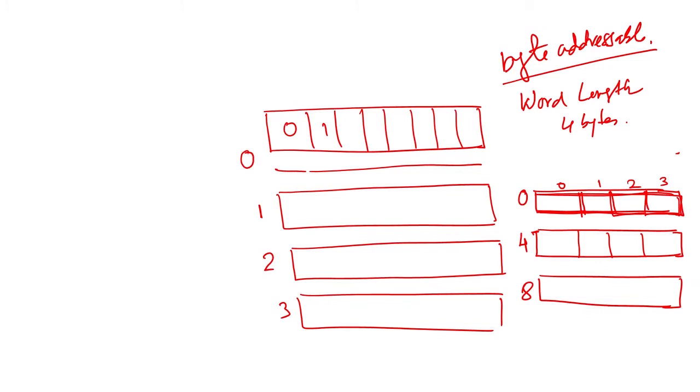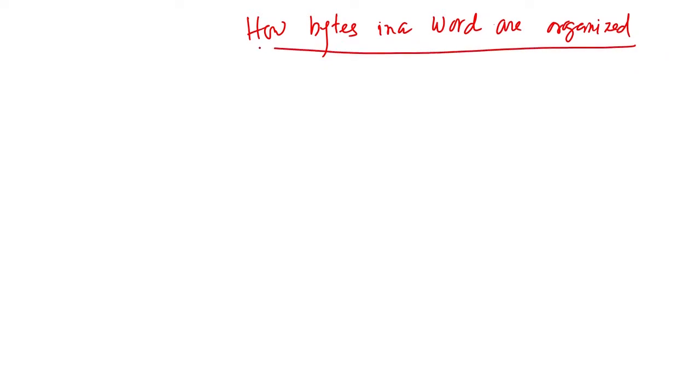Okay. So, now knowing this, we will learn a little more about how the bytes in a word are organized. Let us say, I said 4 bytes, right.